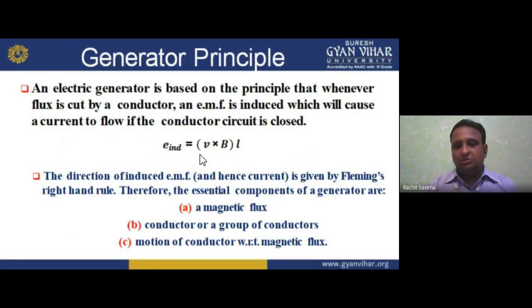Third, motion of the conductor with respect to magnetic flux. If the magnetic flux is moving like this, then there is motion of the conductors with respect to the magnetic flux. So three things we have to consider and take into account. First is the magnetic flux. Second is the conductor or group of conductors. Third is the motion of the conductor with respect to the magnetic flux. And the equation is V into B into N.